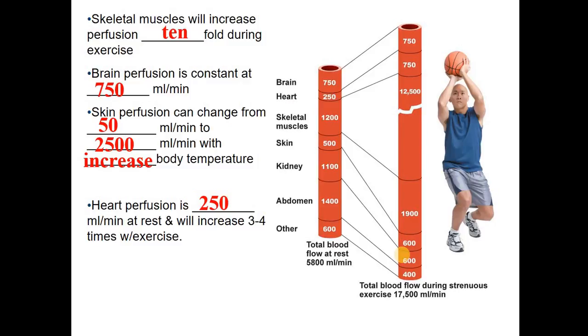Brain perfusion is going to be constant no matter what. You're not going to change that because it's the brain. And you don't want to change the pressure around the brain. Skin perfusion can change from 50 to 2,500 with that increase in your body temperature. Heart perfusion is 250 milliliters per minute at rest. It will increase with exercise.